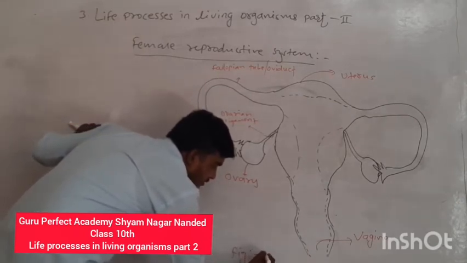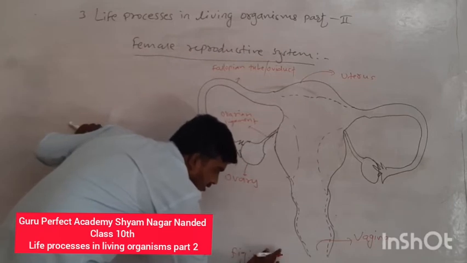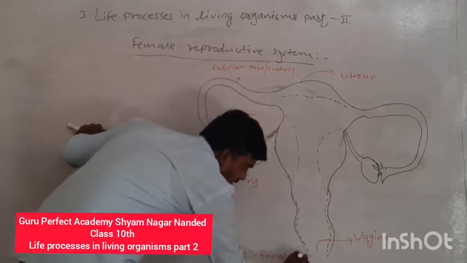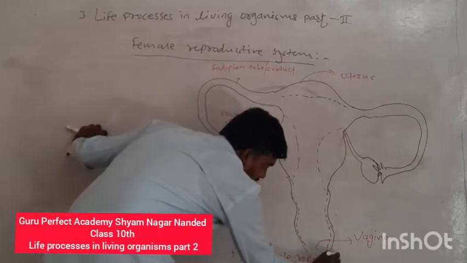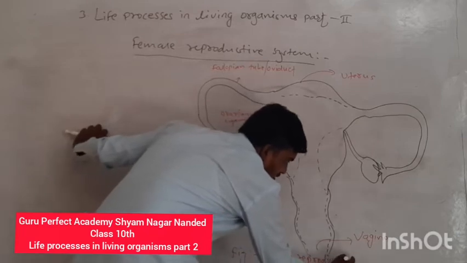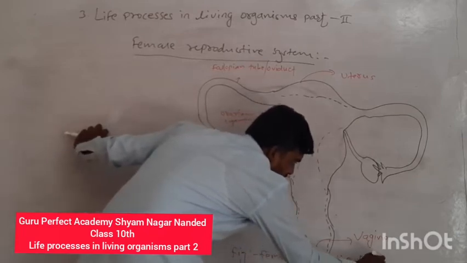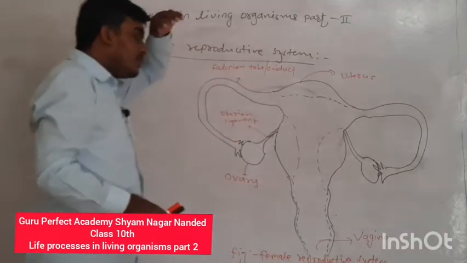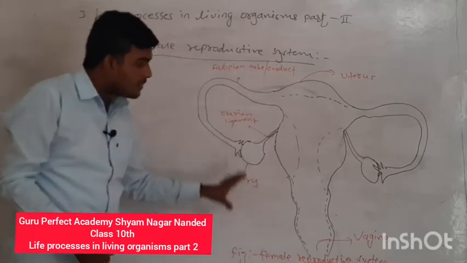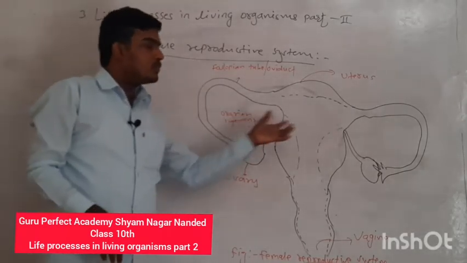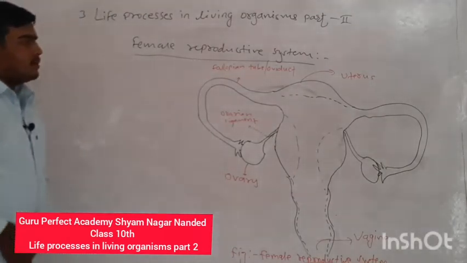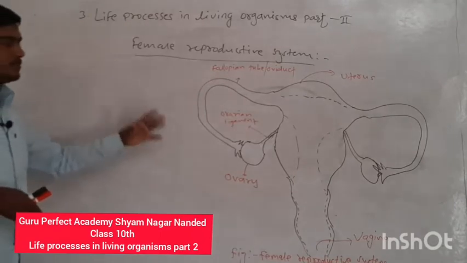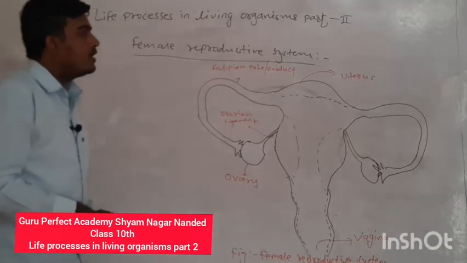Figure: human, you can say female reproductive system. Okay, structure of female reproductive system. Now we have to discuss each part and what the roles of those parts are. Okay, and how the process of ovum formation occurs in the female reproductive system, that we have to learn.